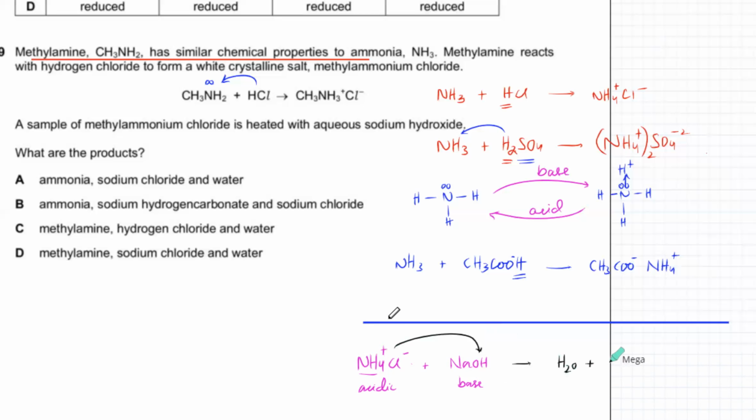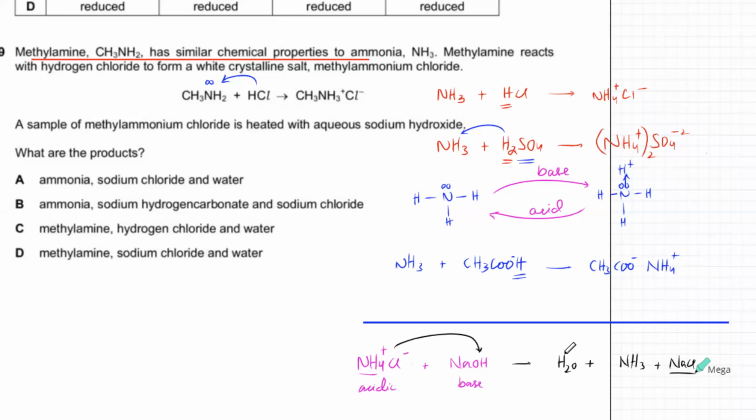The NH4+ will turn back into NH3, right? Because the H+ is given back to OH ions, which turns into water. What's left is Na and Cl ions, so the salt produced is NaCl. Now this is a standard reaction: whenever you have an ammonium salt and it reacts with a base, it produces salt, water, and NH3.